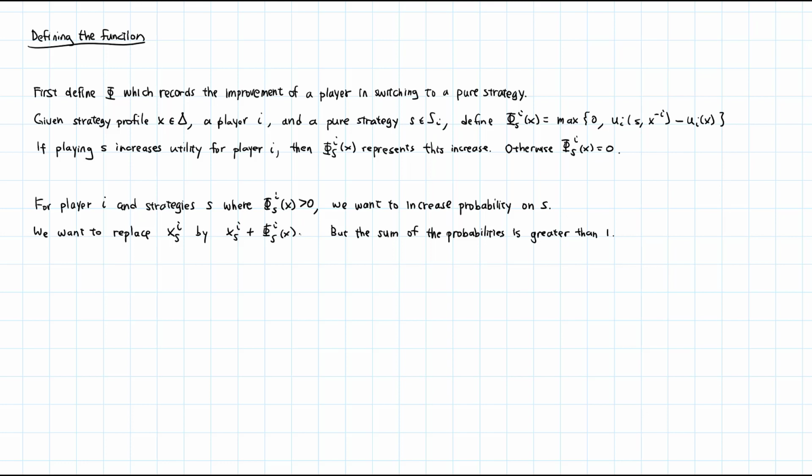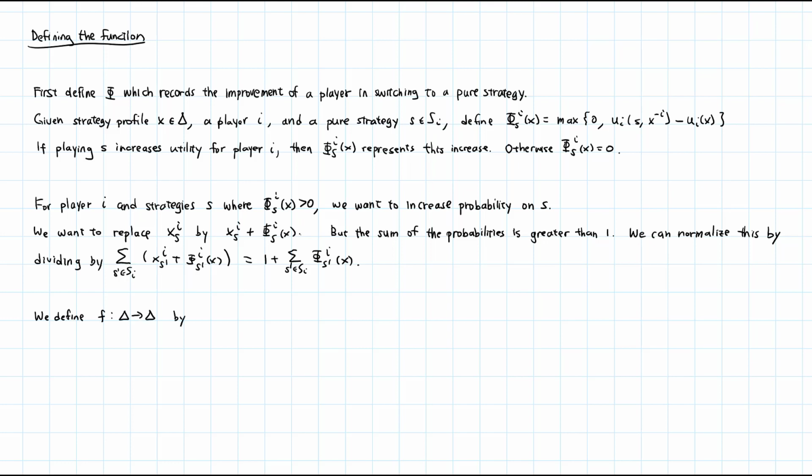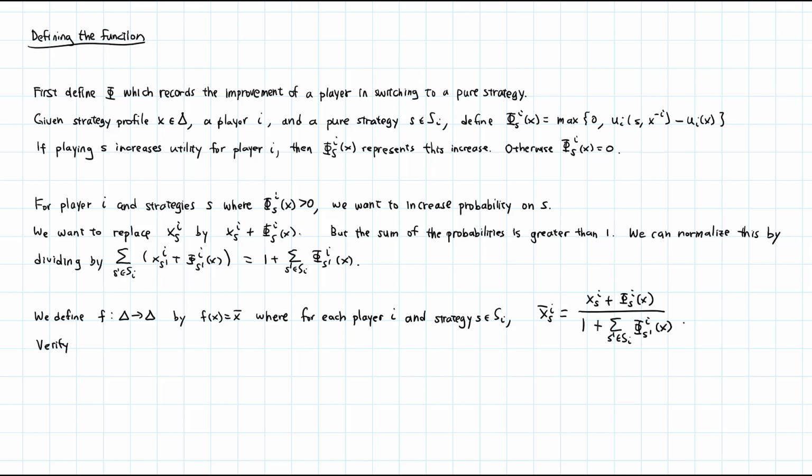To solve this problem, we can normalize the probabilities by dividing by the sum of the new probabilities. That is, the sum over all pure strategies s' for player i of their new probabilities, x_s'i plus phi_s'i of x. The sum of the x_si's is just 1, so this is equal to 1 plus the sum of all the phi values for i. So now we can define our function f, which maps delta to delta, by f of x is equal to x bar, where for each player i and strategy s belonging to S_i, the new probability assigned to s for player i, x bar_si, is equal to this expression here. You can quickly verify that f of x is in delta. Every player still has a proper probability distribution.